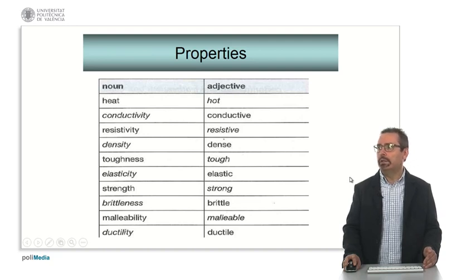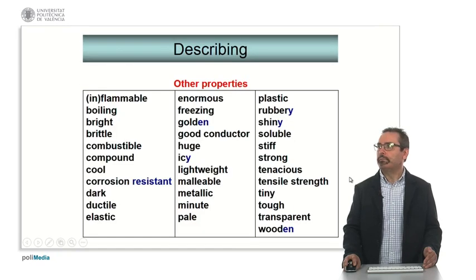Heat, hot. Conductivity, and the adjective conductive. Resistivity, resistive. Density, dense. Toughness, tough. Elasticity, elastic. Strength, strong. Brittleness, brittle. Malleability, malleable. Ductility, ductile. Mind the pronunciation too. Here we have a comprehensive list of typical engineering properties.